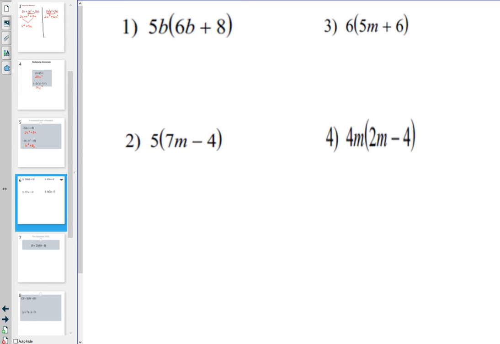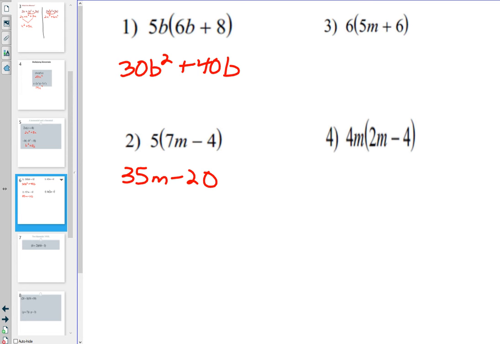Okay, so let's do these quick. And then afterwards, if we have any discrepancies, we'll investigate and see why we differ. 5 times 6 is 30. B squared, 5b times 8 is plus 40b. For number 2, 5 times 7 is 35m. And then 5 times negative 4 is negative 20.